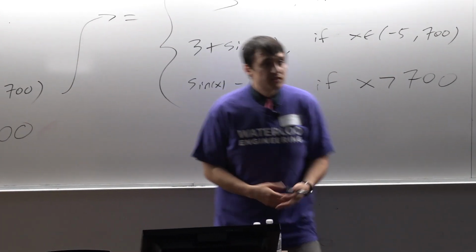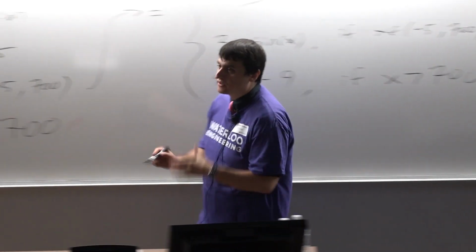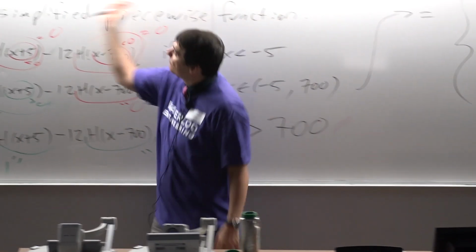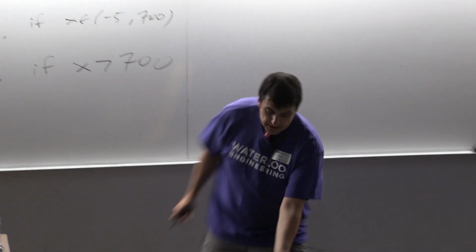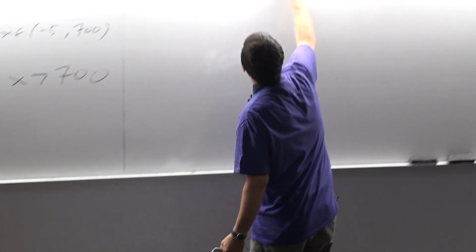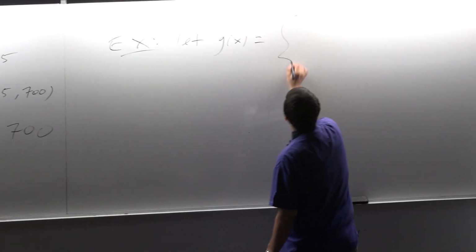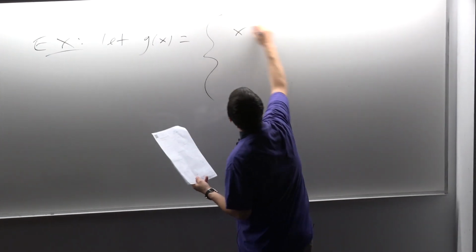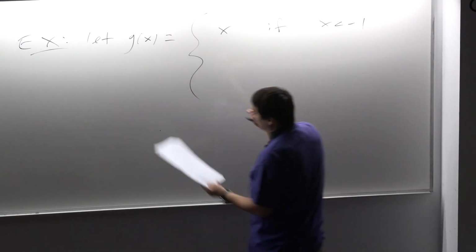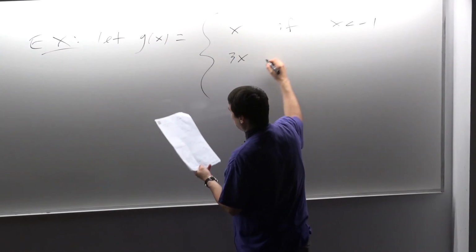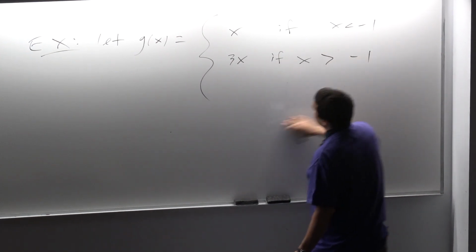But if you start with the situation that you understand as a human being and you need to program it into a computer to assign how your lights are going to be working, you want to convert it into something like that. So I want to be able to go the other way. That's what this is. So let g of x equal the following piecewise function. x if x is less than -1, 3x if x is greater than -1.